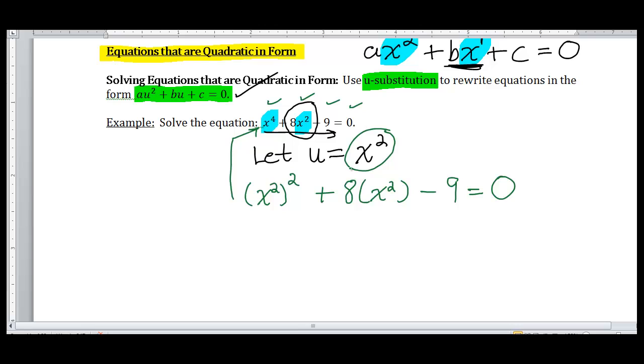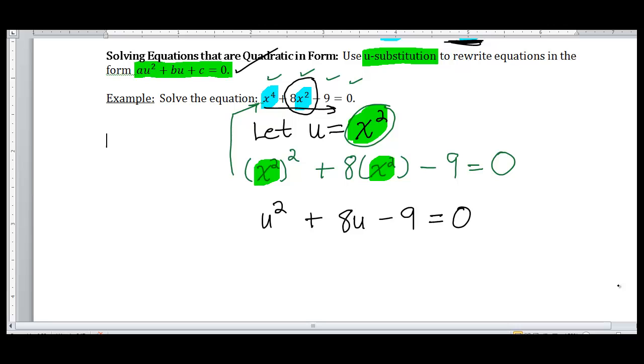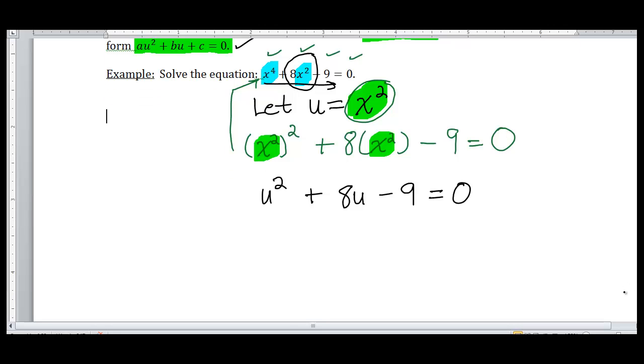Everything is the same. So by letting u be x squared, I can now replace my x squareds with u, and I have this as a quadratic equation. It's going to be u squared plus 8u minus 9 equals 0. And this is the equation that is quadratic now. And so I know a ton of methods that'll help me solve this type of equation. You can factor, you can complete the square, you can use the quadratic formula.